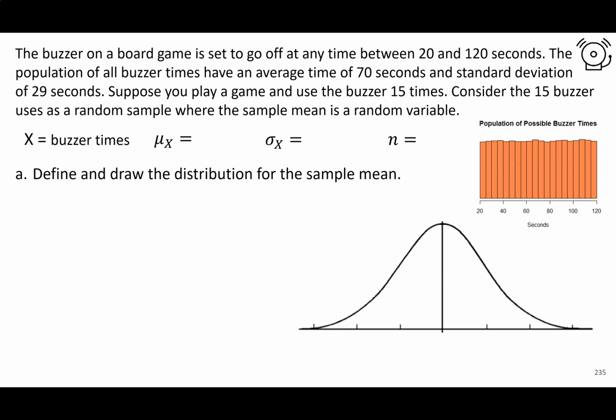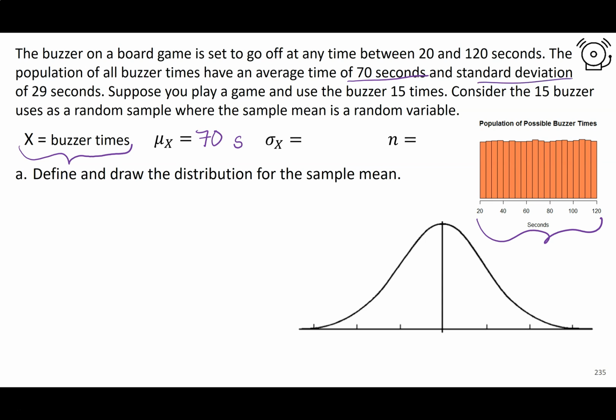And so here's another one. We have a buzzer on a board game. It's set to go off anywhere between 20 and 120 seconds. You might notice it's kind of uniformly shaped. So the population of all buzzer times have an average time of 70 seconds. So X is buzzer times. We're collecting buzzer times. The average of all the buzzer times is 70 seconds.